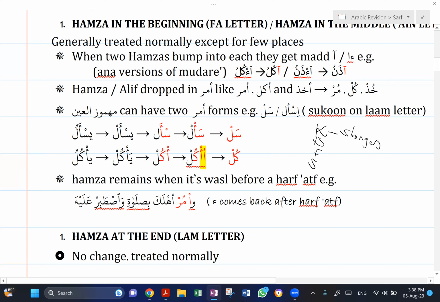This is the strongest haraka. This is the strongest vowel. Then, of course, you have dhamma, then fatha, then sukun, like that. So what happened is that sukun, which is a weak vowel, was on a strong letter, which is sin. Sin is a strong letter.